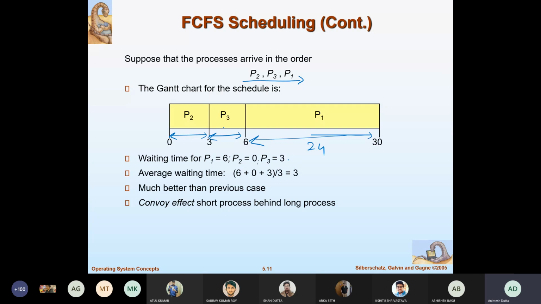So for waiting time, you see, the total waiting time is 6 plus 0 plus 3, and the average waiting time becomes 3. So much better than the previous case. In both cases you are using the same FCFS. The order in which they come is the same order in which you send them. But you see, just by changing the order, the result differs.